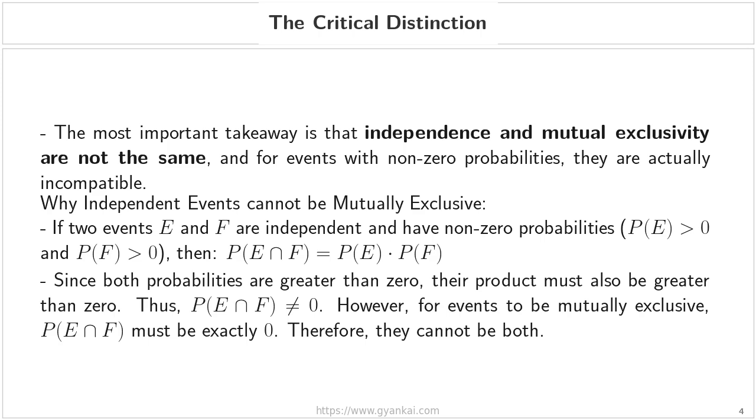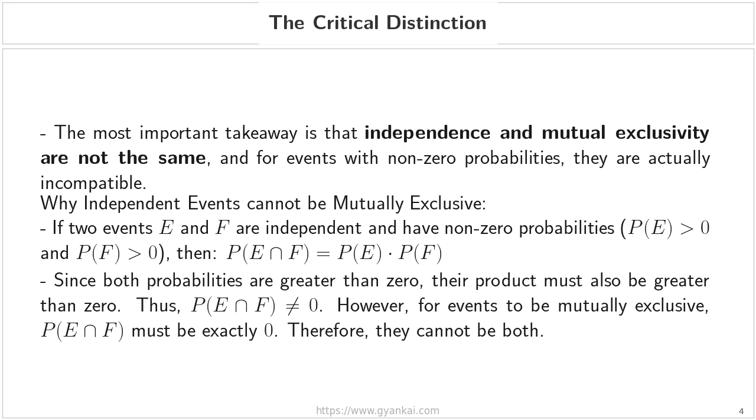Then, by definition, the probability of E intersection F, which is the probability of both happening, must equal the probability of E multiplied by the probability of F. Now, think about the math. If you take two positive numbers and multiply them together, your result must also be a positive number greater than zero. Therefore, the probability of the intersection cannot be zero.